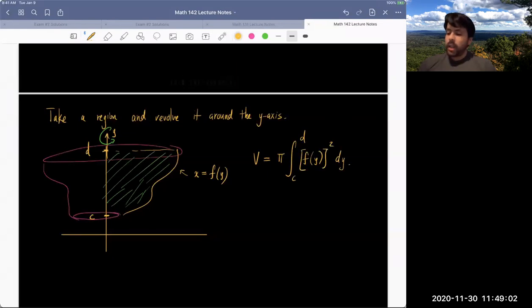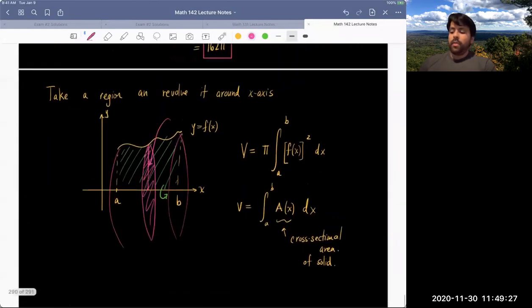Okay? And then again, it's the same idea, right? We have some kind of cross-sectional region area here. This is a cross-sectional area, but this will be as a function of y instead. And again, these cross-sectional areas here are going to be circles. That's why we have this pi r squared business here going on.